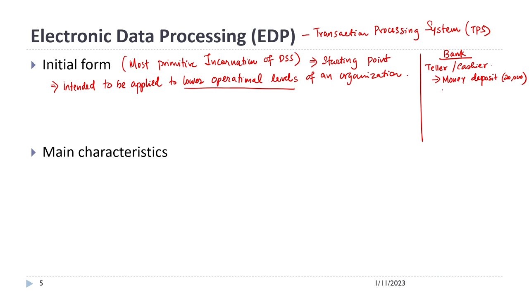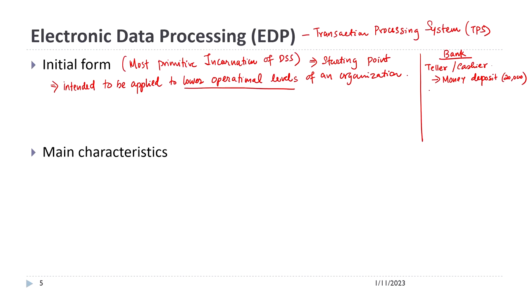They first count the money, and then they open up the computer, they press a function key, and an account number comes in. They type your account number, put in how much money is deposited, enter that, and then the data goes into the system, and that's it, right? So your transaction of depositing 20,000 rupees is facilitated by this system.